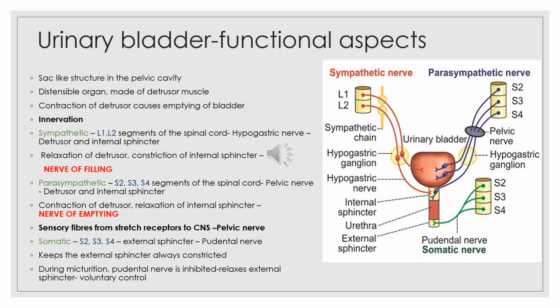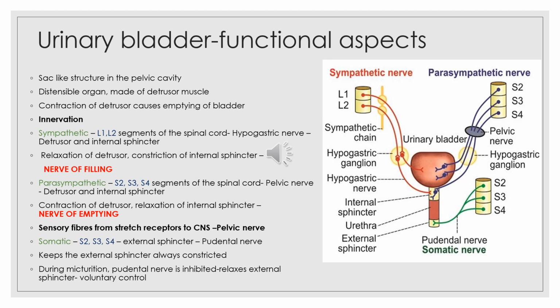And the function of these somatic fibers is that it maintains the tonic contraction of the skeletal muscles in the external sphincter. That is, it keeps the external urethral sphincter always constricted. Okay, so with the help of this pudendal nerve, the external urethral sphincter always remains constricted.